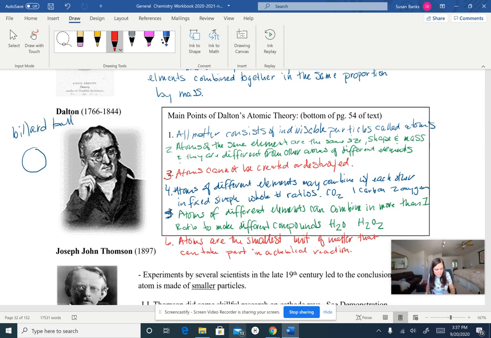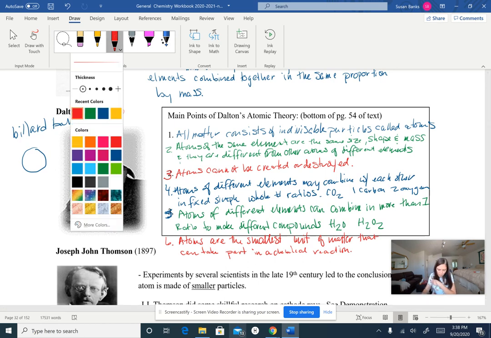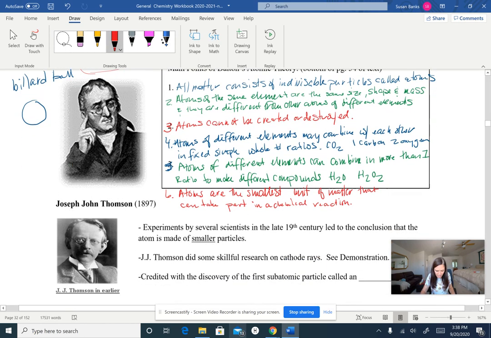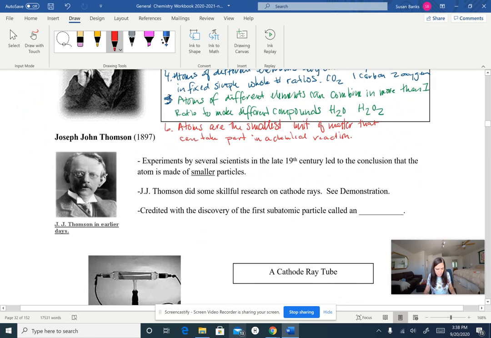And notice this was less than 200 years ago by the time he passed away. So in terms of history, we're getting pretty modern. Okay, next guy, another English guy. This guy is Joseph John Thomson, otherwise known as J.J. Thomson. Notice it's 1897, so we're just like 125 years ago. In terms of history, not very long ago.